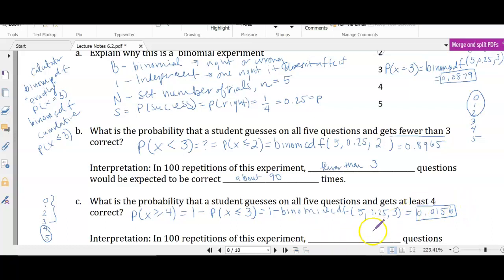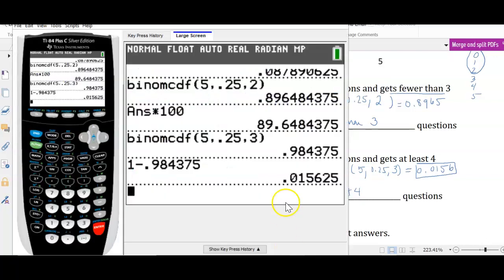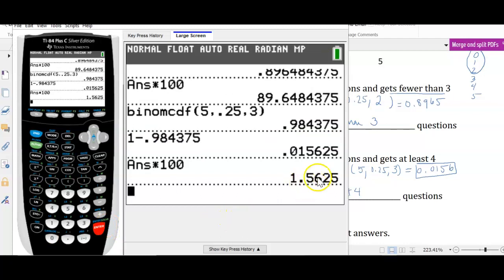So in 100 repetitions of this experiment, getting at least 4 questions correct would happen about 2 times. Because again, to get that number 2, we just take this number, that's our probability, and multiply it by 100, because we did the experiment 100 different times. And that rounds to 2.